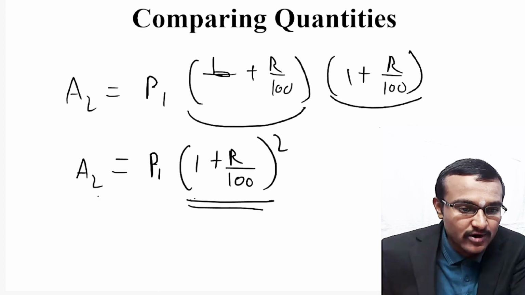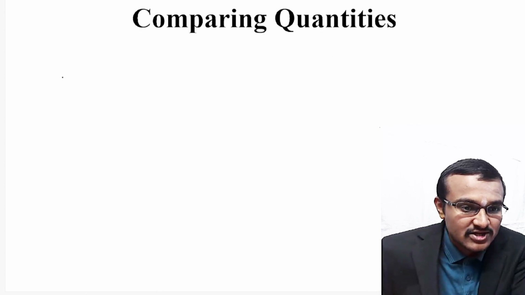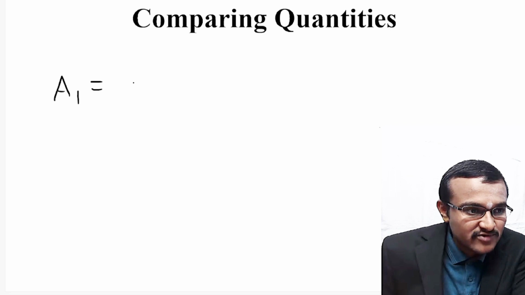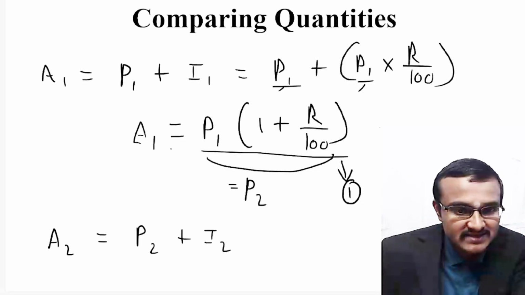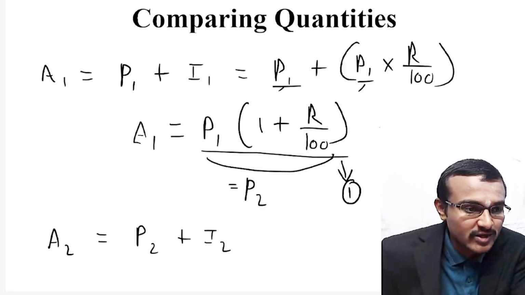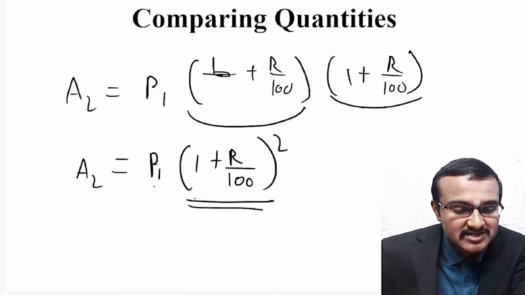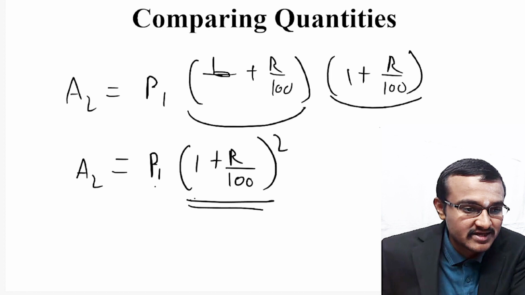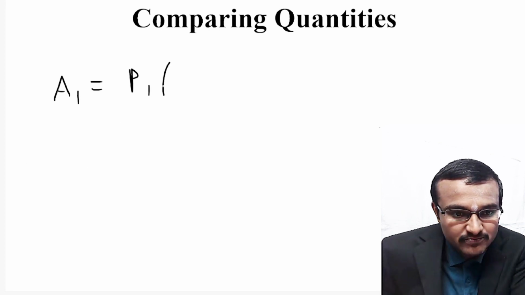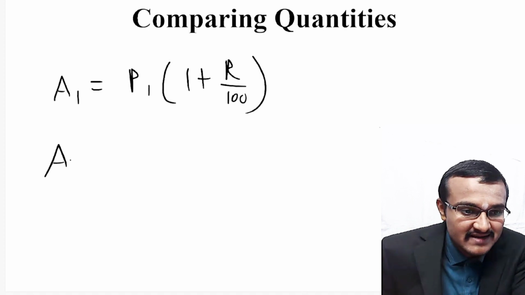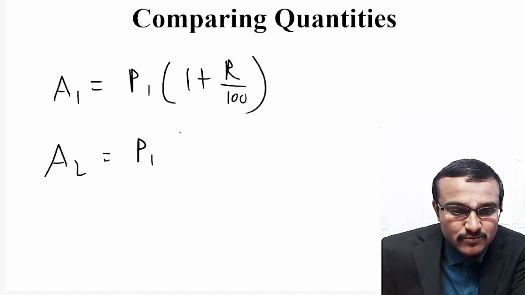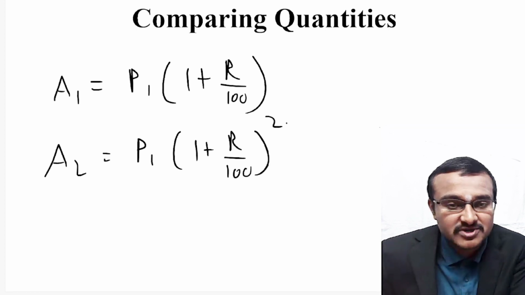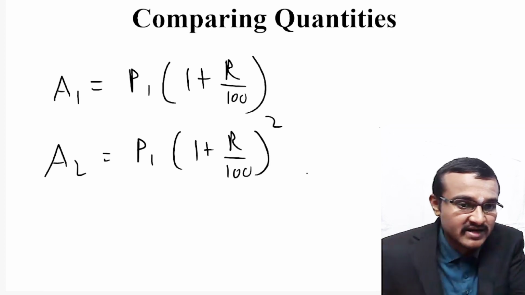This square is there only for 1 plus R by 100, because 1 plus R by 100 is multiplied 2 times. Now by looking at this, you can clearly see A1 was P1 into 1 plus R by 100, and A2 is P1 into 1 plus R by 100 whole square. So this particular 1 plus R by 100 has a square.